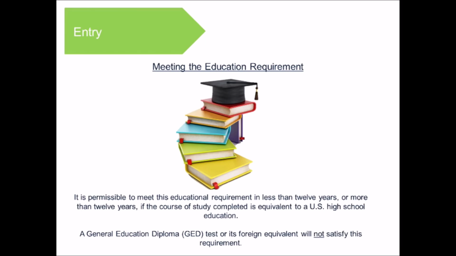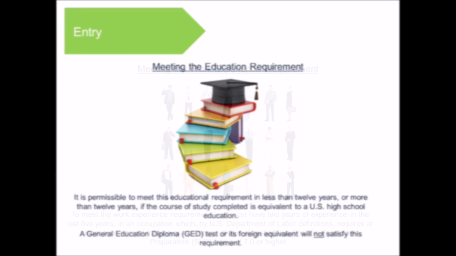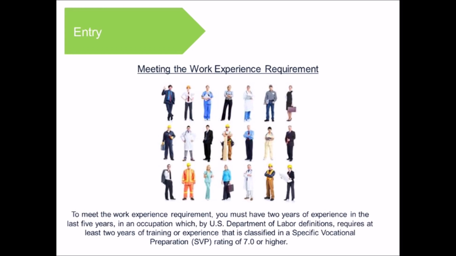High school education. A general education diploma, GED test, or its foreign equivalent will not satisfy this requirement. Meeting the work experience requirement. To meet the work experience requirement, you must have 2 years of experience in the last 5 years in an occupation which, by U.S. Department of Labor definitions, requires at least 2 years of training or experience that is classified in a specific vocational preparation or SVP rating of 7.0 or higher.